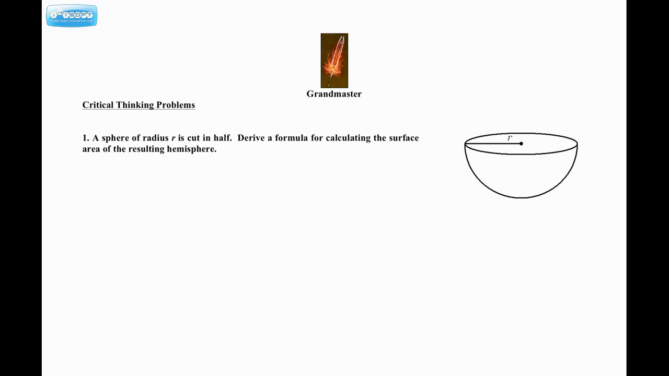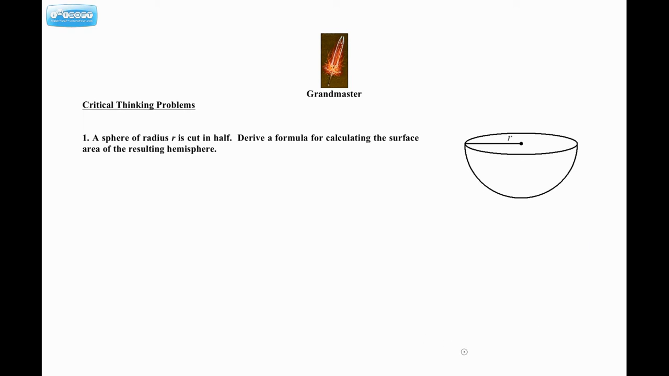All right, this is the Grandmaster video for surface area. A few critical thinking problems. Number one, a sphere of radius r is cut in half. Derive a formula for calculating the surface area of the resulting hemisphere. So hemisphere just means half a sphere. So derive means, well, come up with yourself a formula for calculating the surface area of this sphere.